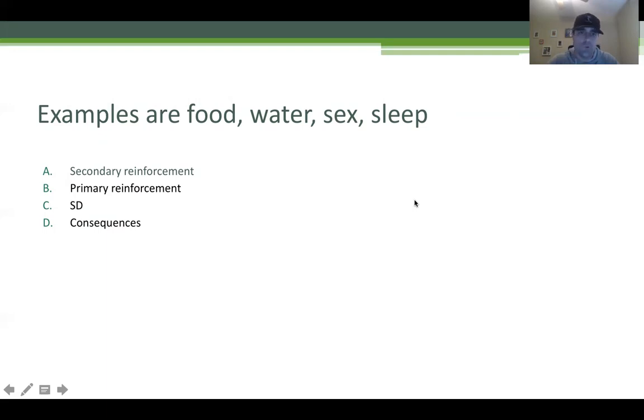If you go without food for 2 days, food will become extremely reinforcing. Water, same thing. Some people don't like water, but if you don't drink water for 2 days, you're going to crave water. You're going to be willing to do a lot of work for water. Same with sex, same with sleep, same with safety and shelter. So these first and foremost are primary or unlearned reinforcers. Don't get tripped up if you're stuck between two or three answers on the test. Pick the best answer. In this case, food, water, sex, and sleep. The best answer is primary reinforcement.